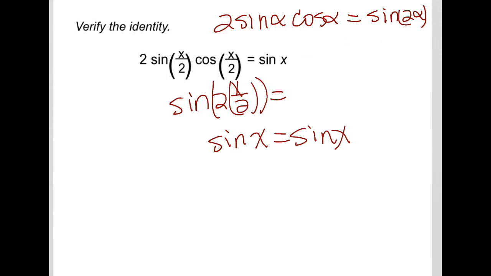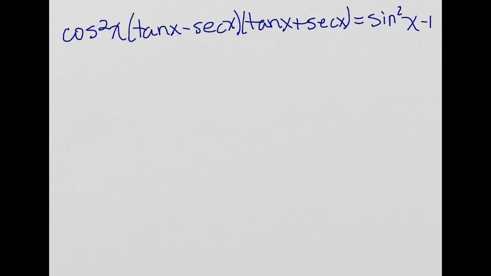I'm going to do one more. This one's a little bit more difficult, but not that difficult. And here it is. Okay, there's a lot going on with this one, or so it appears from the outset. I have cosine squared x times tangent x minus secant x times tangent x plus secant x equals sine squared x minus 1. So I need to prove that these two things are equal to each other. And I'm going to work with the left side because it is more complicated.